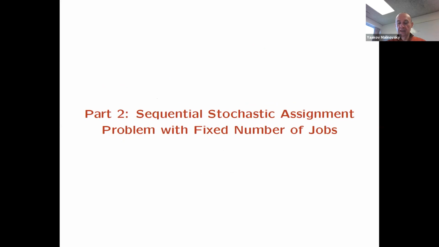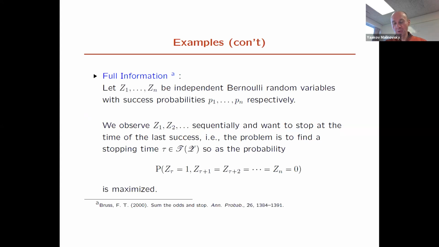Okay. Now in order to solve all these problems, I need to introduce the sequential assignment problem, because all sequential problems can be solved by this method. It's a known method in the literature, and we're going to extend it to the random horizon and then show reduction to this method.